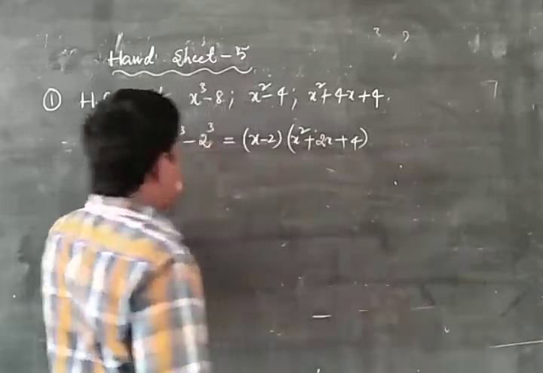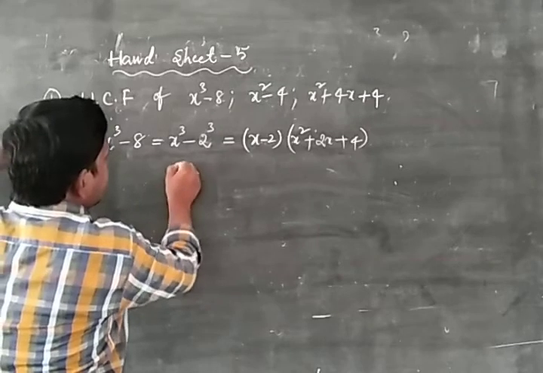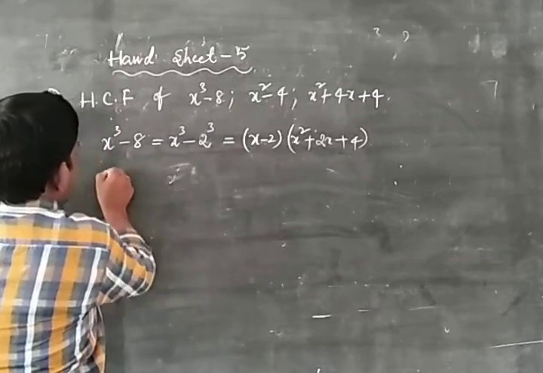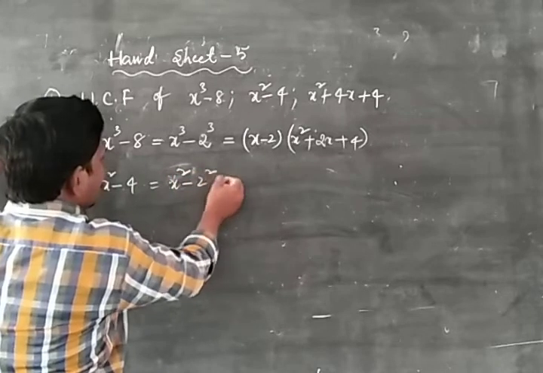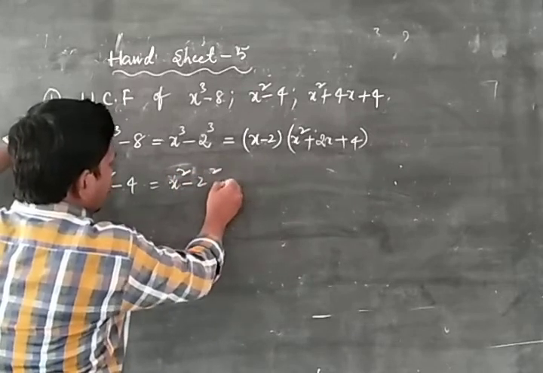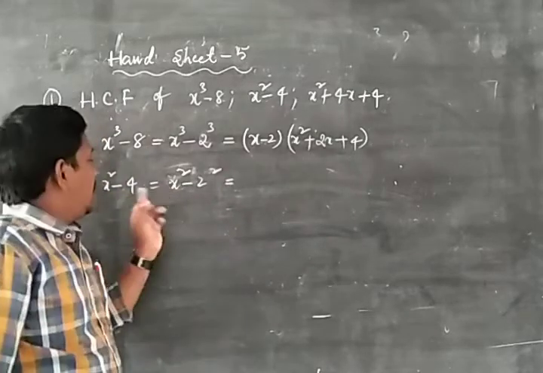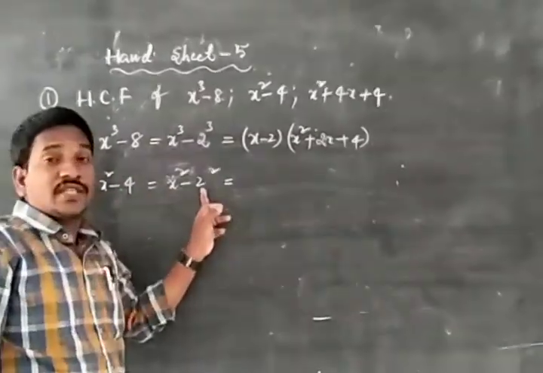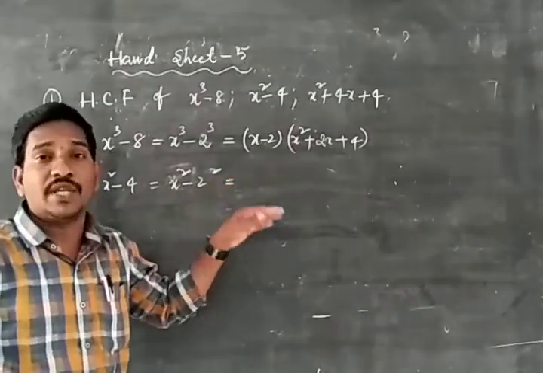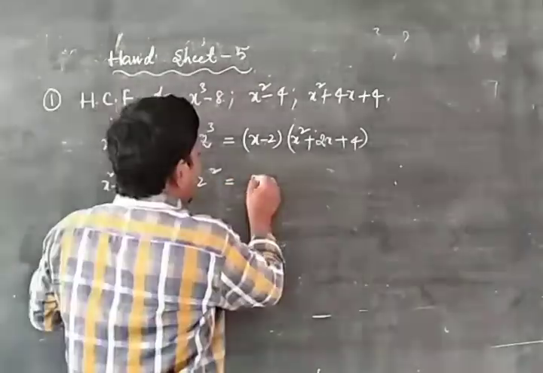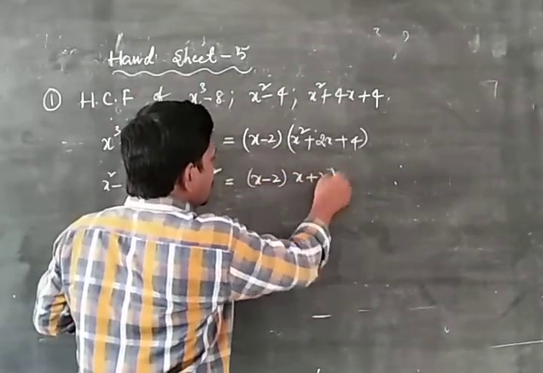Now another one. x square minus 4 is written as x square minus 2 square, because 4 is written as 2 square. a square minus b square is a plus b into a minus b. That's why it is x minus 2 into x plus 2.